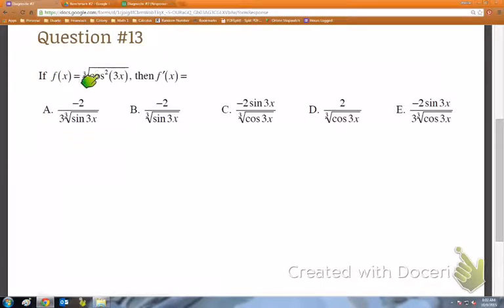We're given a function f of x equals the cubed root of cosine squared of 3x. Then we're trying to find the derivative of f of x. So we're trying to find the derivative of this. So I'm going to start by rewriting my exponents.